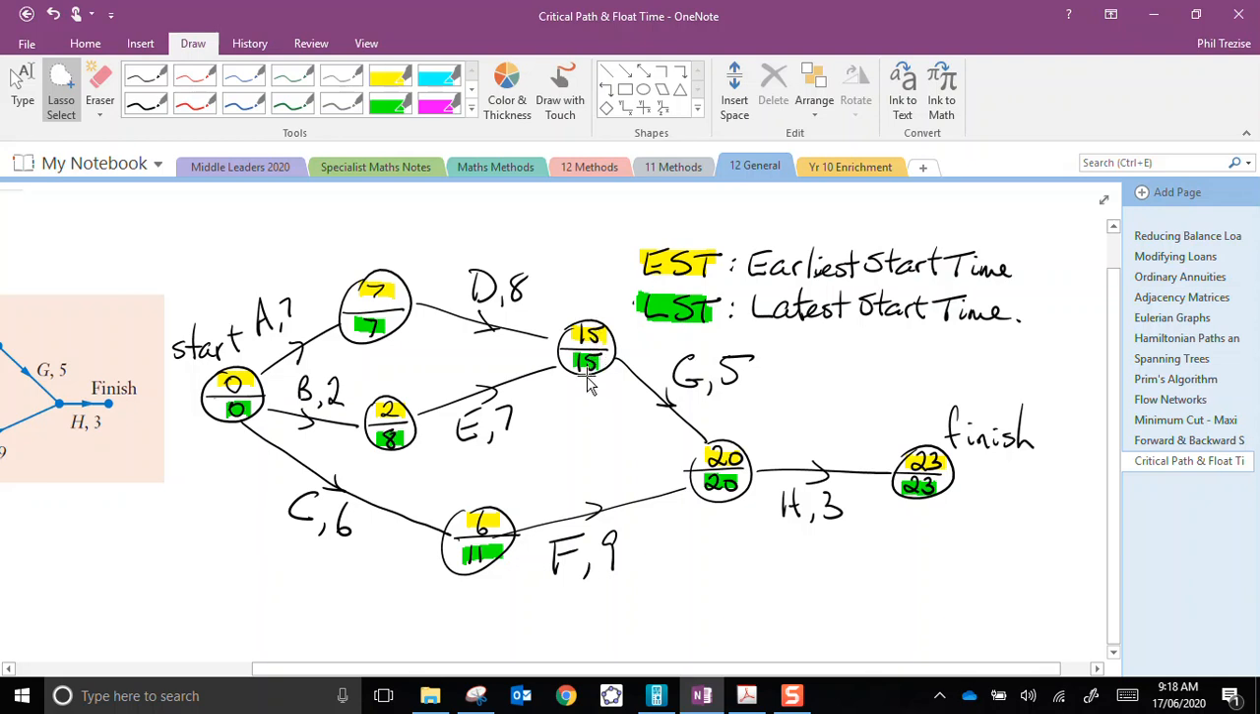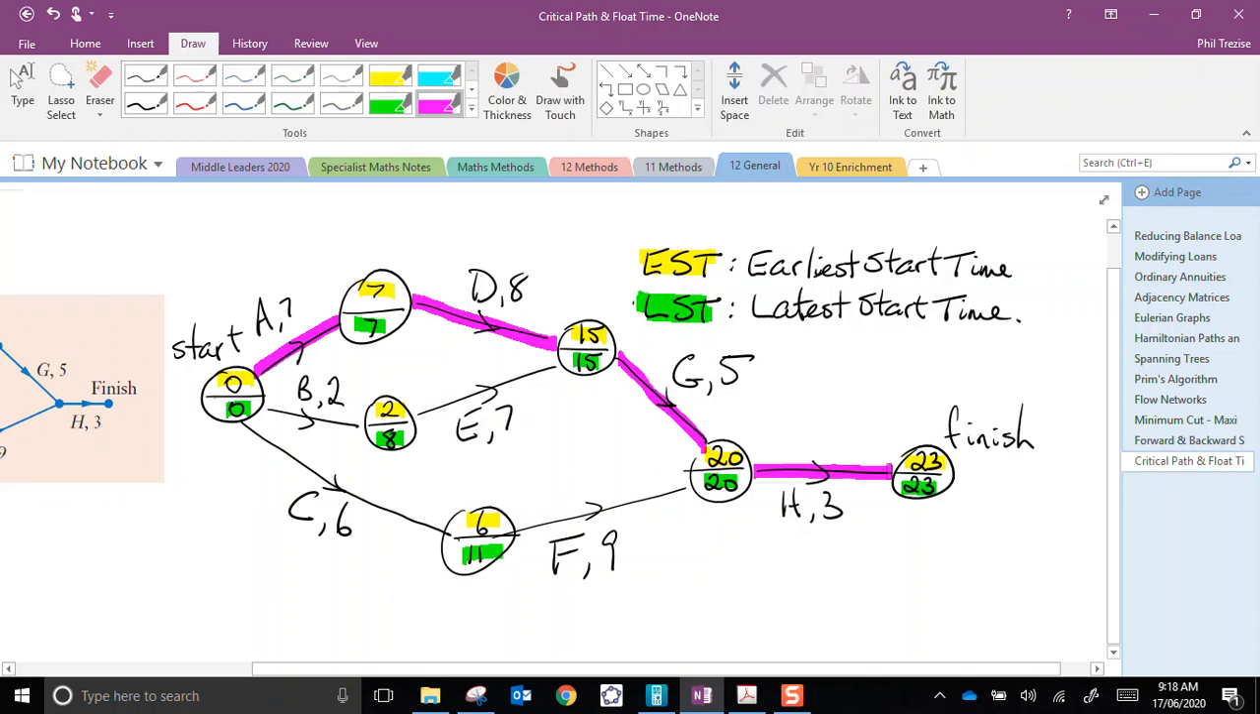The critical path are the edges that join vertices that have the same value for EST and LST. Now, we always have to have 0 and 0 at the start. Which of these edges leads to a vertex that has the same numbers? Well, edge A does, 7 and 7. Then edge D leads to 15, 15. Remember, I can't go against the direction of the arrows. Edge G leads down here to the one which is 20, 20, and then H leads across here.